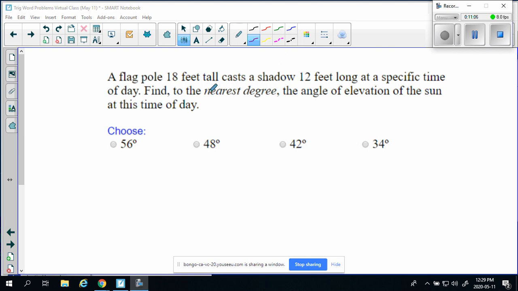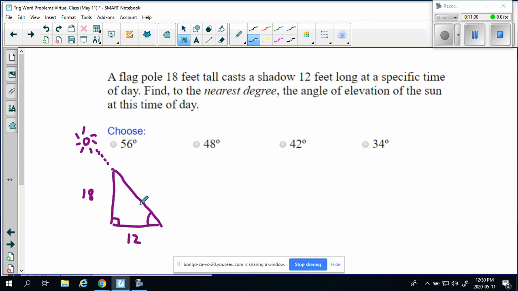A flagpole 18 feet tall casts a shadow 12 feet long. So I'm just going to draw a picture. So this is our flagpole, 18 feet tall. The shadow is 12 feet long. To the nearest degree, find the angle of elevation of the sun. You're going to do enough problems like this to realize that this is what's happening here. You are looking just at the top of the pole because the sun is over here, and that's the reason why the shadow is 12 feet long. So we're looking for this.